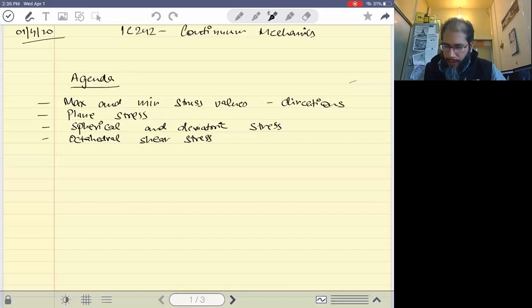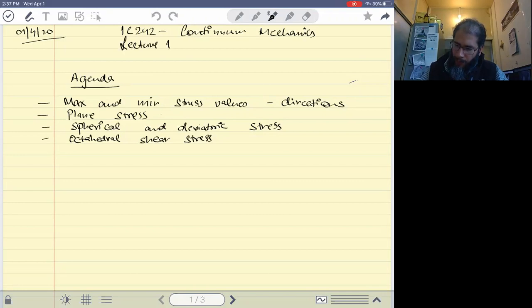So this is lecture number 17 in IC242 Continuum Mechanics, and today we'll be talking about the maximum and minimum stress values, particularly how to find the stress directions corresponding to a given sigma n comma sigma s, which is a point on the stress plane. After finishing that discussion, we'll talk about plane stresses, which are special cases in which one of the eigenvalues or principal values is 0, and it occurs quite frequently in many physical situations. Then we'll talk about spherical and deviatoric parts of stresses.